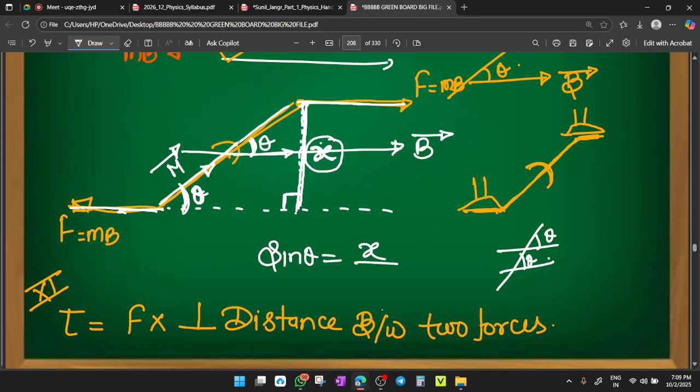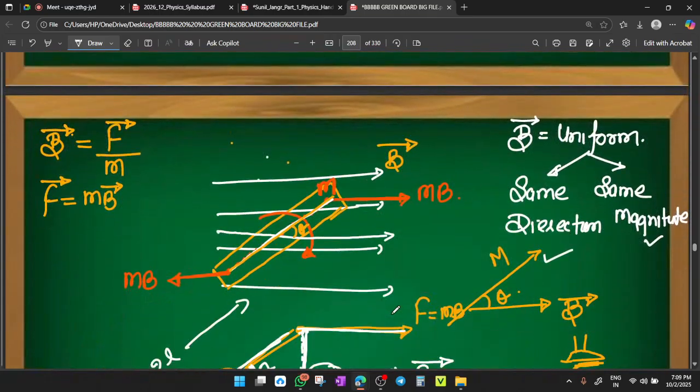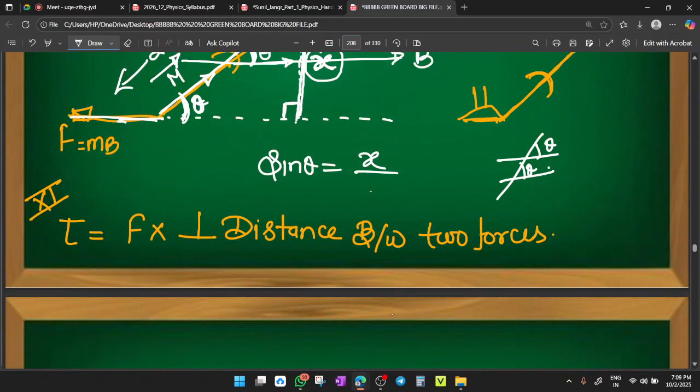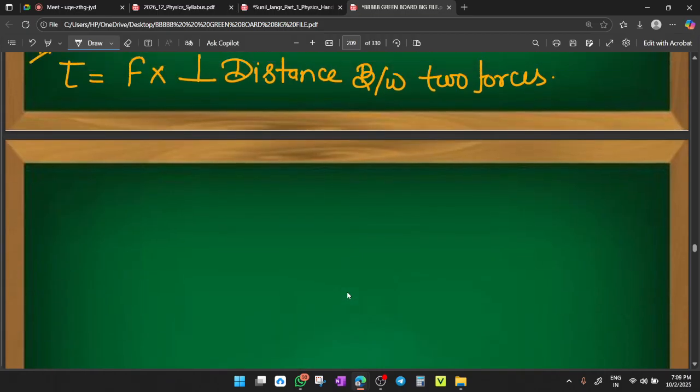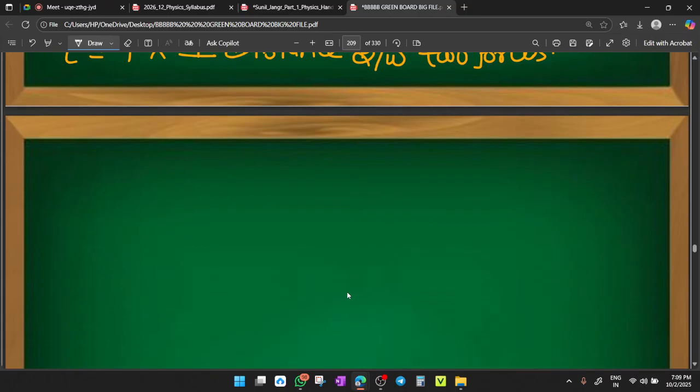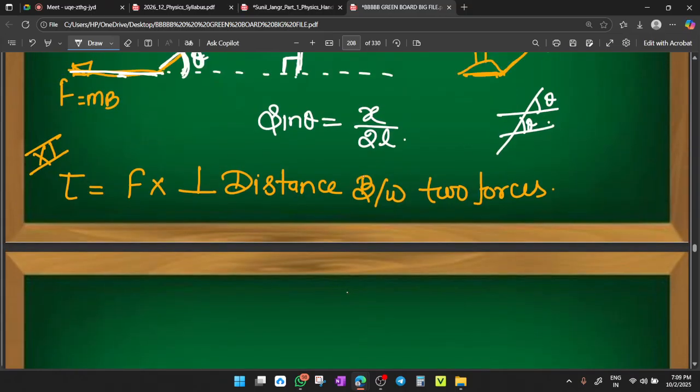So the arm along which your magnetic dipole lies has length 2L. Yes or no? See here, this is the magnetic length, supposed to be 2L. Clear? So x divided by 2L equals sine theta. Clear? So x equals 2L sine theta. From here, x equals 2L sine theta.